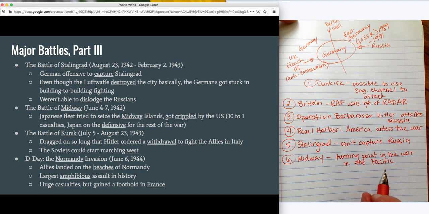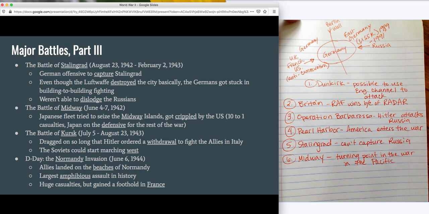Battle of Kursk is when it dragged on so long that Hitler had to call a retreat. So long, Hitler must retreat.